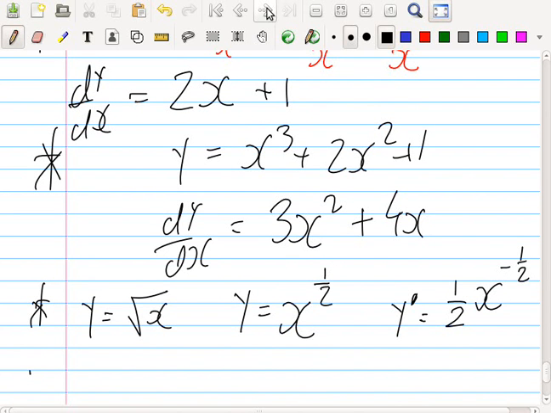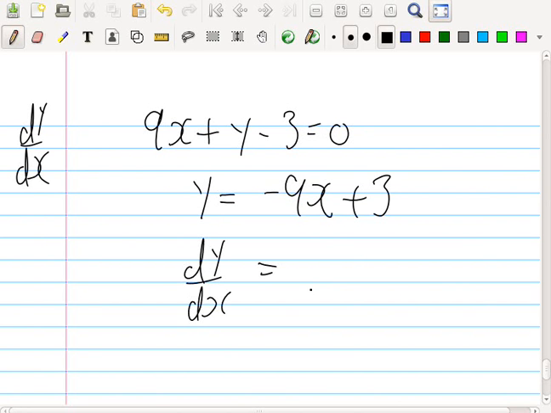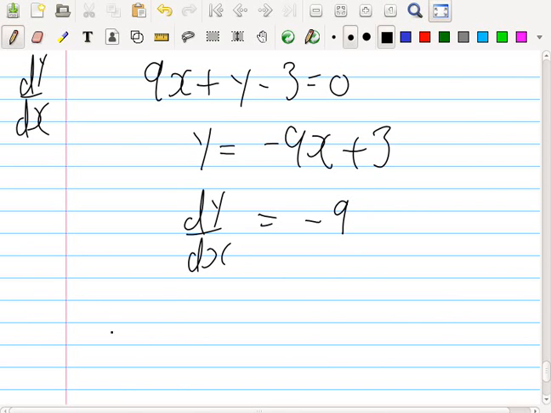The example. Okay, so I've done really 1 and 2 there, but what about something like number 3? If I say 9x plus y minus 3 equals 0, and I want to calculate this, I can't really do it because I don't know what y is, but that's easy to fix. So what should I do first? Just rewrite it, so I get y equals minus 9x plus 3. Now I can calculate it. What will it be? Minus 9. Okay?